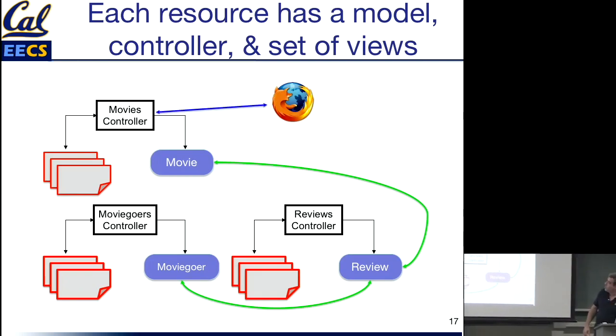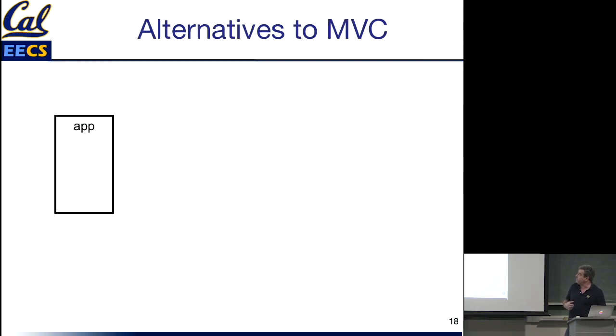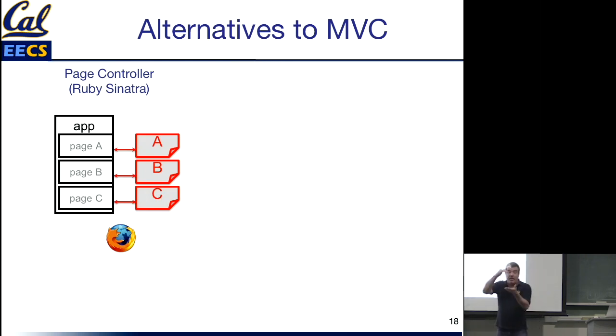And when the browser interacts with this, it is essentially interacting with some controller via some set of views. There's other ways to do this. Model view controller is not the only way to organize an app. Page controller, which is a little more like what Sinatra is, basically just says there's one big app and there's kind of a handler, like a function, and that handler is responsible for generating a particular page or a particular view. That's kind of what we did on Tuesday, where each of our little stub functions in our Sinatra app was responsible for generating a particular page, rather than saying there's different kinds of resources with models.